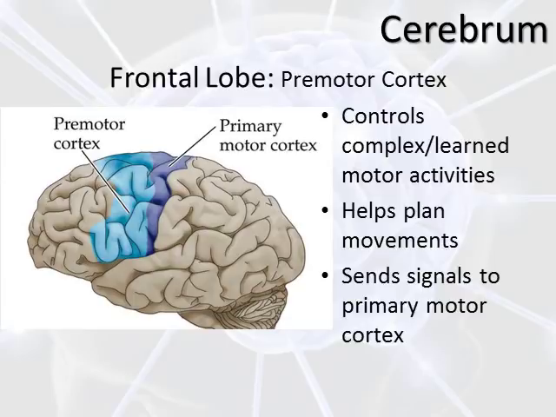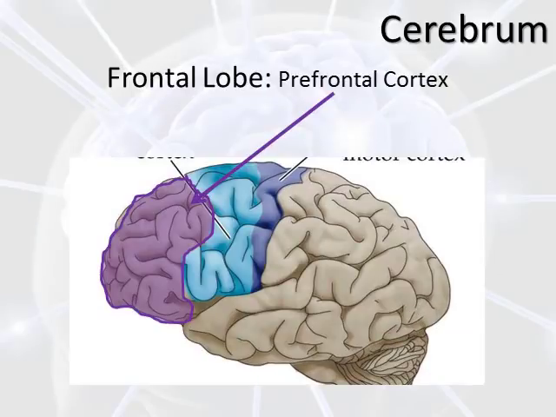Okay, and then the premotor cortex is just anterior of the primary motor cortex, and this controls complex and learned activities. This helps plan movements, and it sends signals to the primary motor cortex and tells it which motor neurons to contract, and when, for planning complex motions.